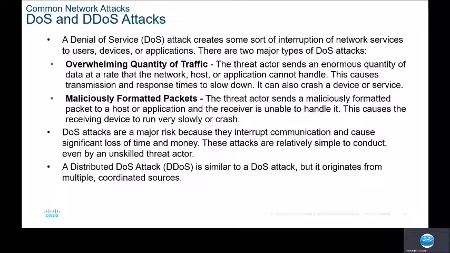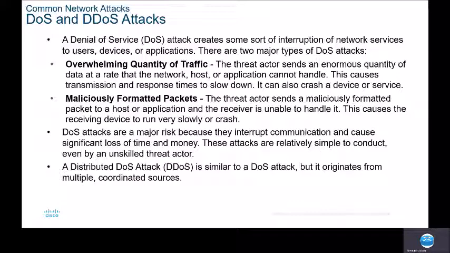Okay, so denial of service attacks create some sort of interruption to network services, to users, devices, or applications. There are two major types of DoS attacks. The first is an overwhelming quantity of traffic. A threat actor sends an enormous quantity of data at a rate that the network, host, or application cannot handle. This causes transmission and response times to slow down. It can also crash a device or service.